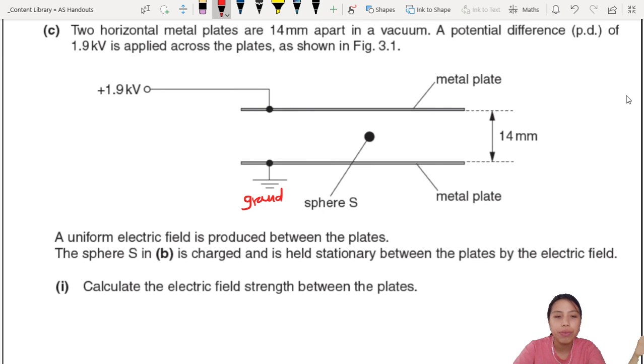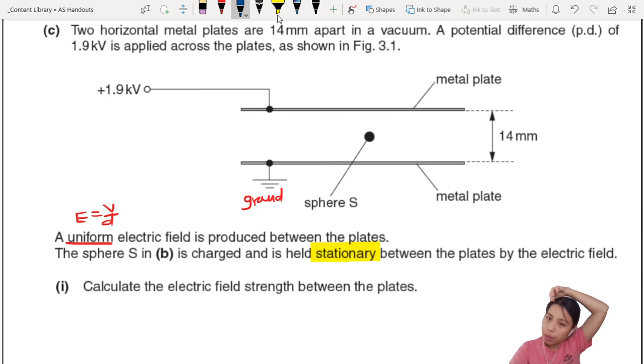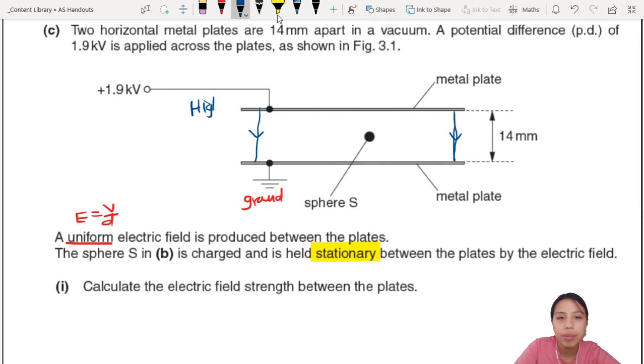A uniform electric field is produced. Uniform is important because only for a uniform field can you use this equation. This equation is only for uniform field. Then the sphere is held stationary. When you see the word stationary or at rest, that means we're talking about equilibrium between the plates. Calculate the electric field strength between the plates. Interesting. First things first, if you're not sure where the field lines are, just draw some, then you can have an idea. The straight field lines are pointing from top to bottom because here is high potential, and here is low, or basically 0 potential.